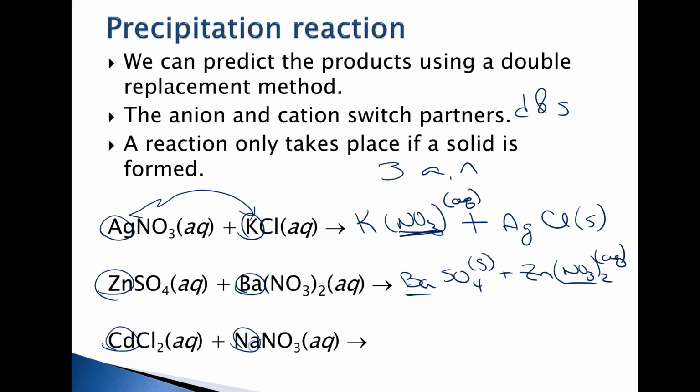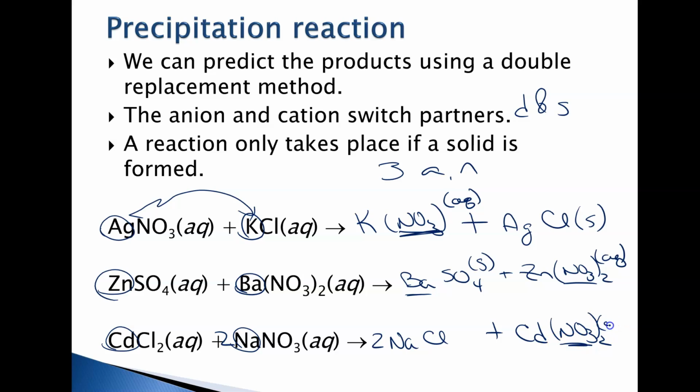Cd and Na are going to trade places. I'm going to have Na 1 plus with Cl 1 minus, and Cd, which has a charge of positive 2, with nitrate, which is negative 1, so Cd(NO3)2. And then I have to balance it. Let's put a 2 here and a 2 here. And I have to identify a solid.